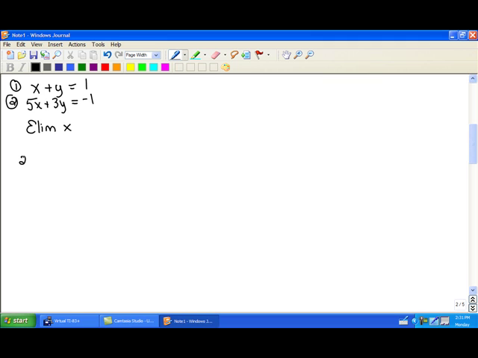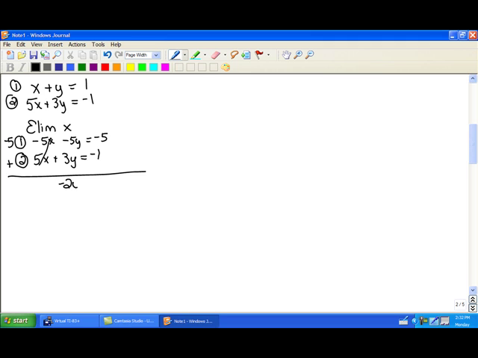I'm going to leave equation 2 alone because it's already a 5 and just copy down 5x plus 3y equals negative 1. Equation 1, I want to have a negative 5x, so I'm going to multiply the whole equation by a negative 5. That's going to give me a negative 5x minus a 5y will then equal a negative 5. Now, I add the two equations together. Notice that my x's will drop off.